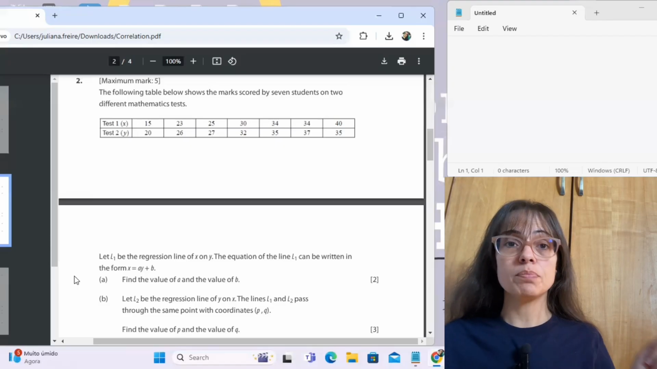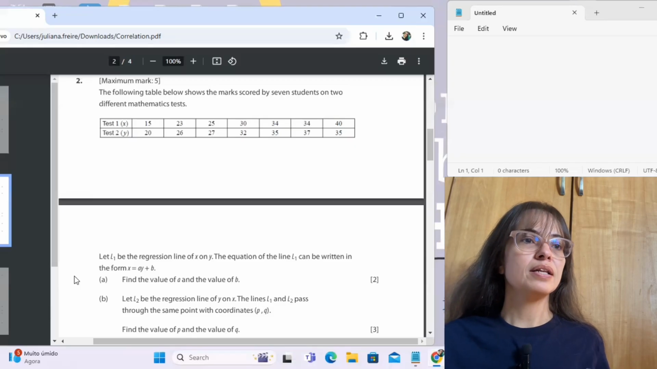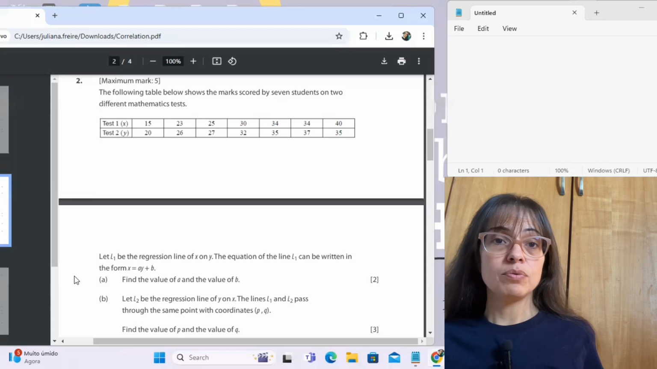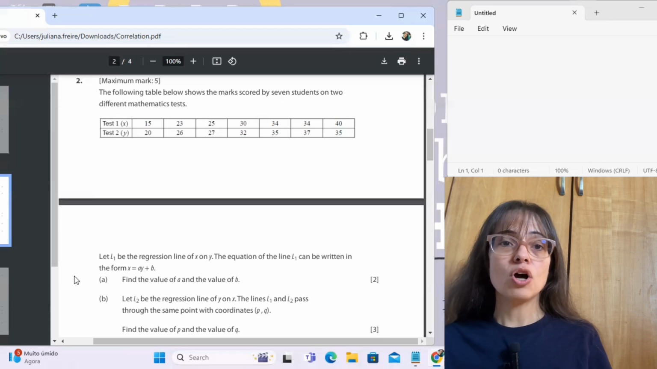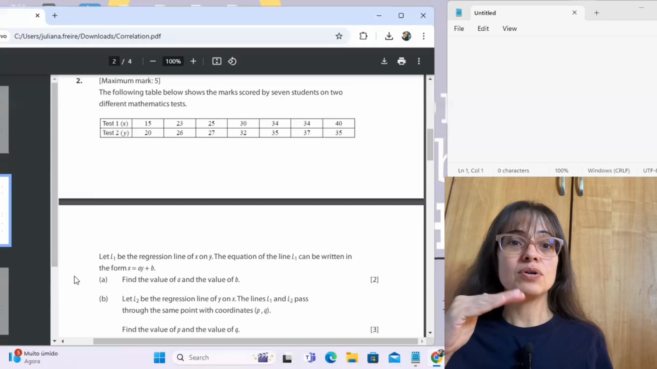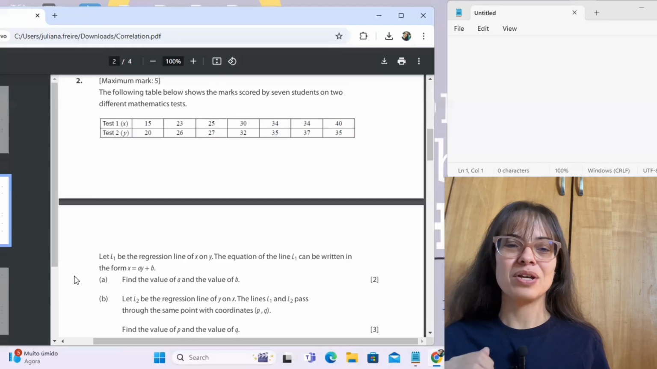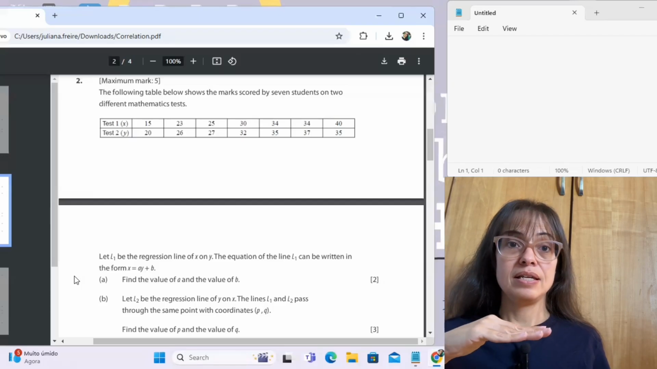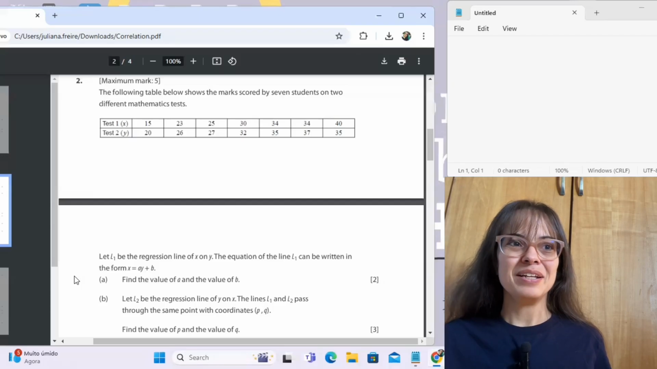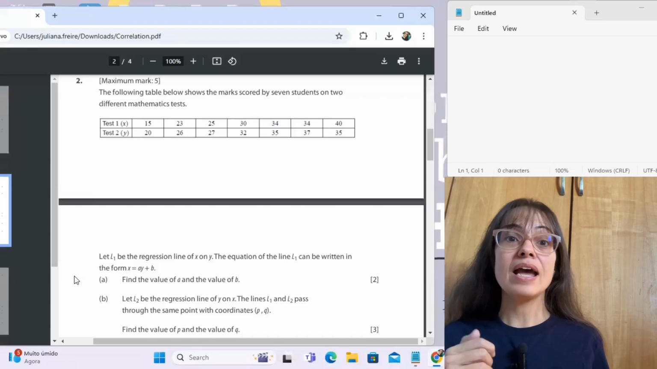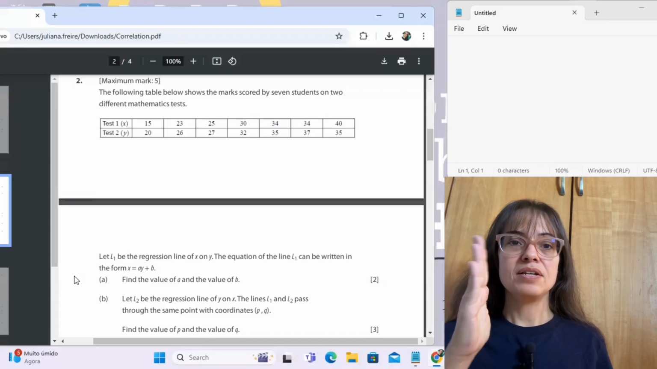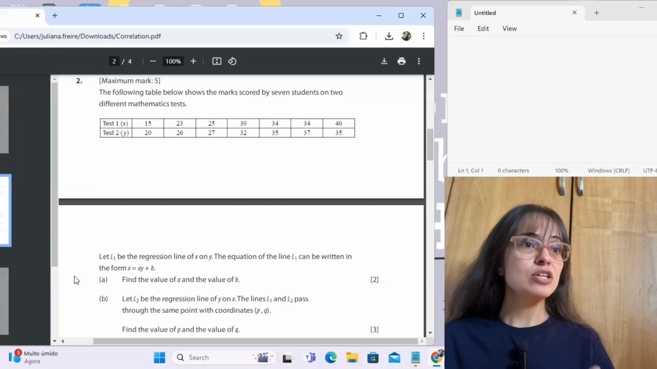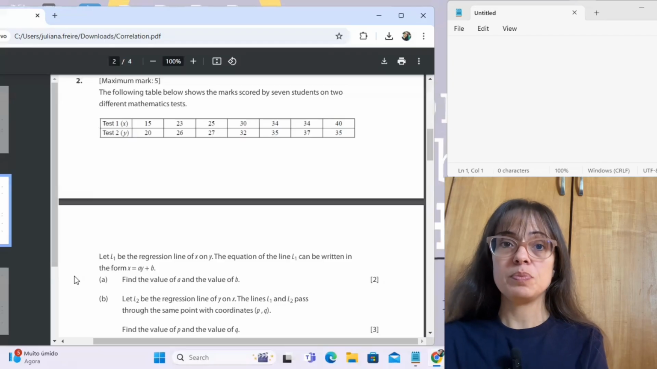And then in part B, he talks about the other line as well. Let L2 be the regression line of y on x. This is a type of language that he can use. Y on x means that y is vertical and x is horizontal. Okay, so y on x, y is dependent, x is independent. This is the other line. In part A, he was asking for a line x on y. So x here, y here, x dependent and y independent, which matches what he said, right? X equals ay plus b, like we were talking about.